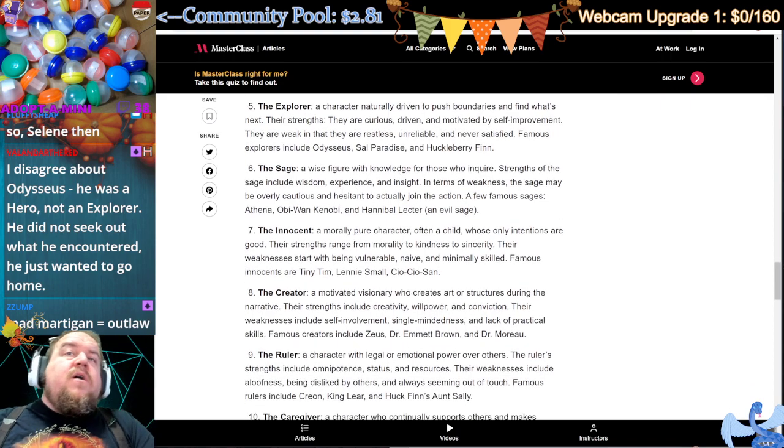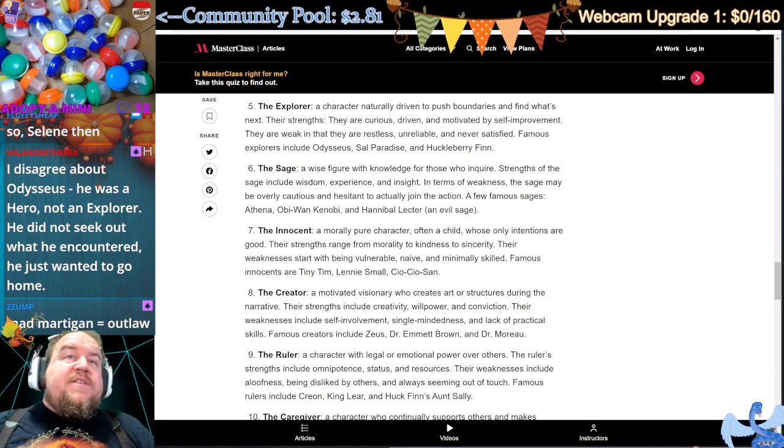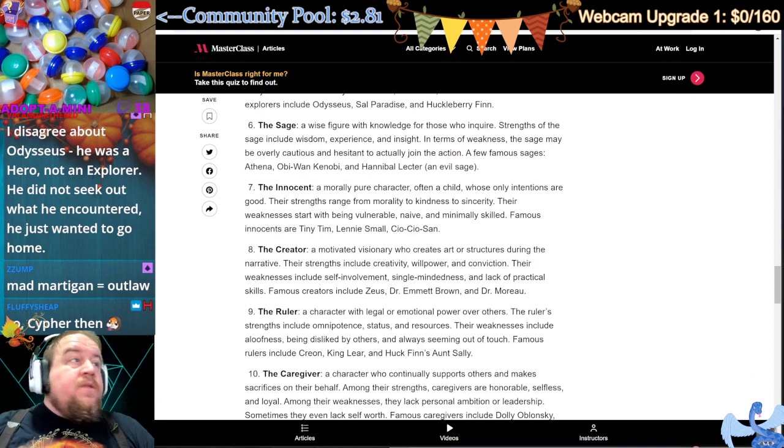The Sage, a wise figure with knowledge for those who inquire. Strengths of the Sage include wisdom, experience, and insight. In terms of weakness, the Sage may be overly cautious and hesitant to actually join the action. A few famous sages: Athena, Obi-Wan Kenobi, and Hannibal Lecter, who in this case is an evil sage.